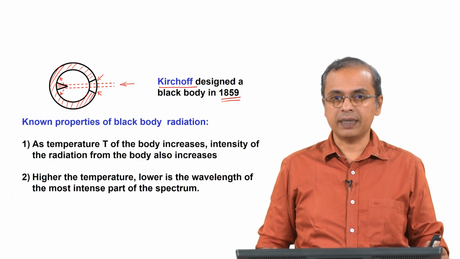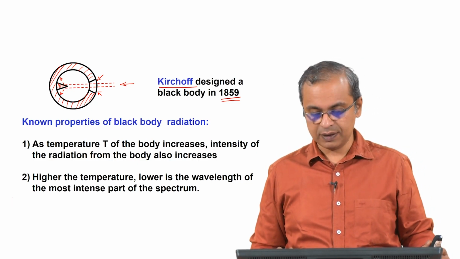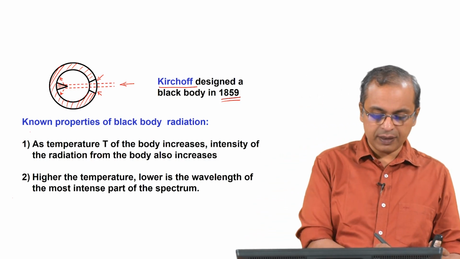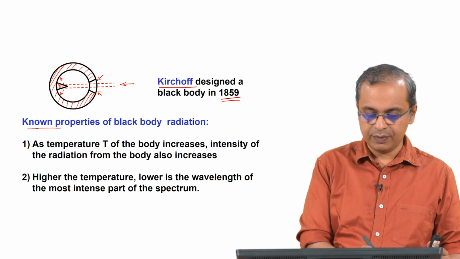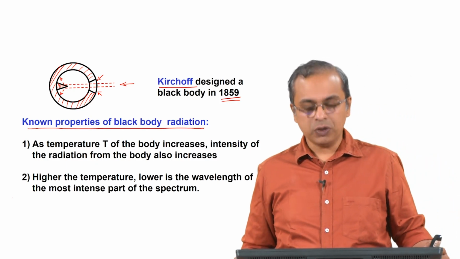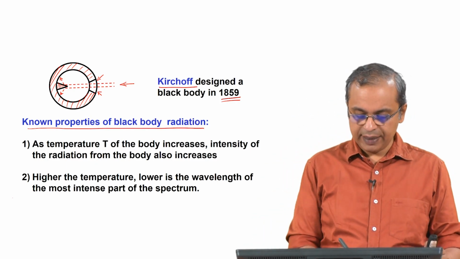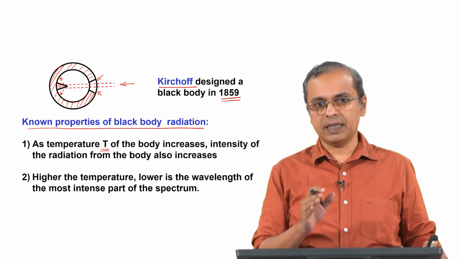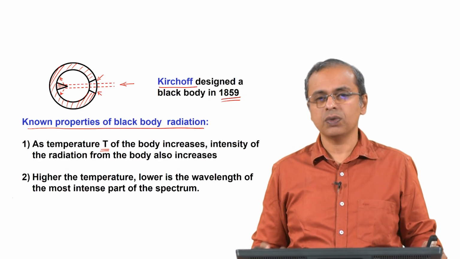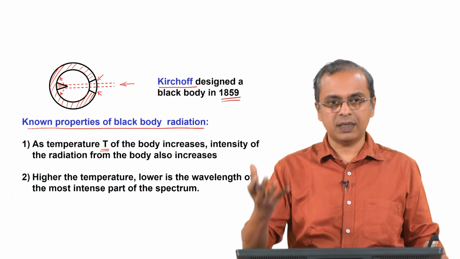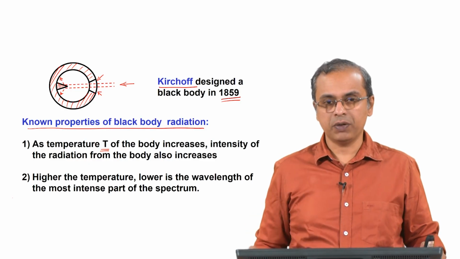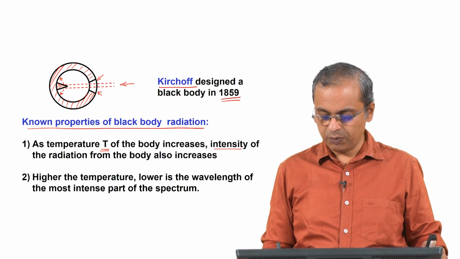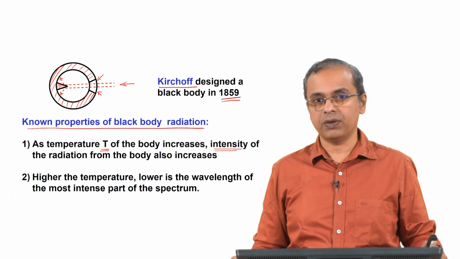You're looking at over 150 years since this black body has been demonstrated, and some properties of the black body were known. Those properties were that as the temperature T of the body increases, the intensity of the radiation coming from the body also increases. Okay. So, in some ways that is kind of intuitive. You raise the temperature of the body, the radiation coming off of it has higher intensity.